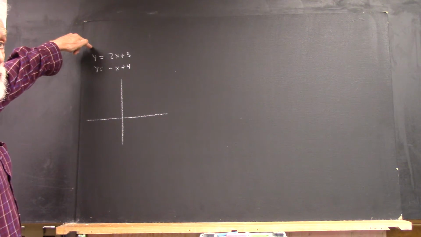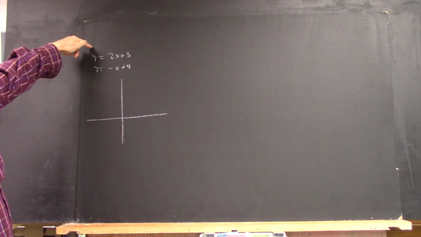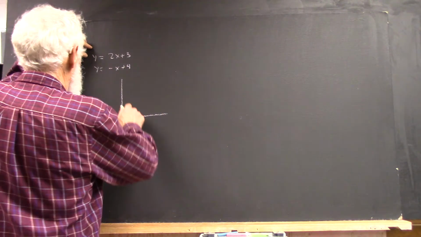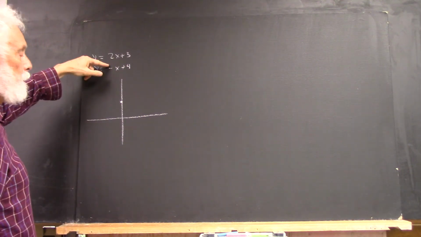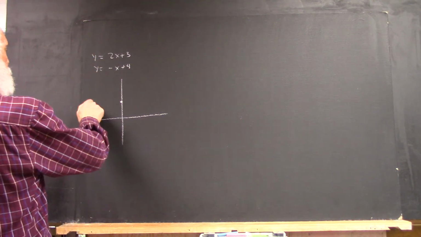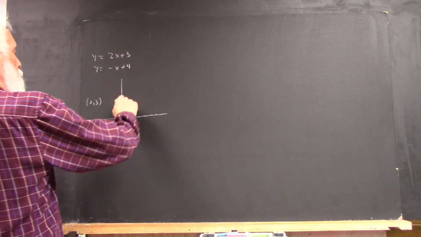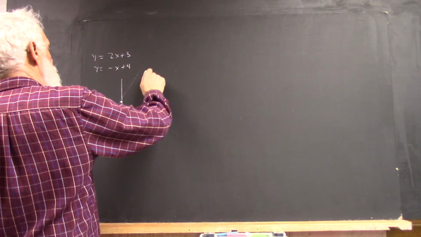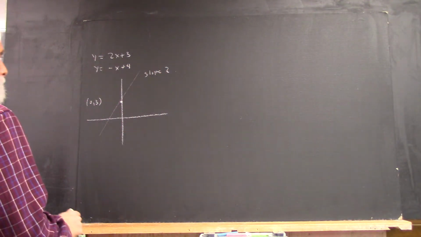Okay, y equals 2x plus 3. How are you going to graph that? The easiest way to graph that, the y-intercept is at (0, 3), and we have a slope of 2. Yes. So we have (0, 3), slope 2. Okay?